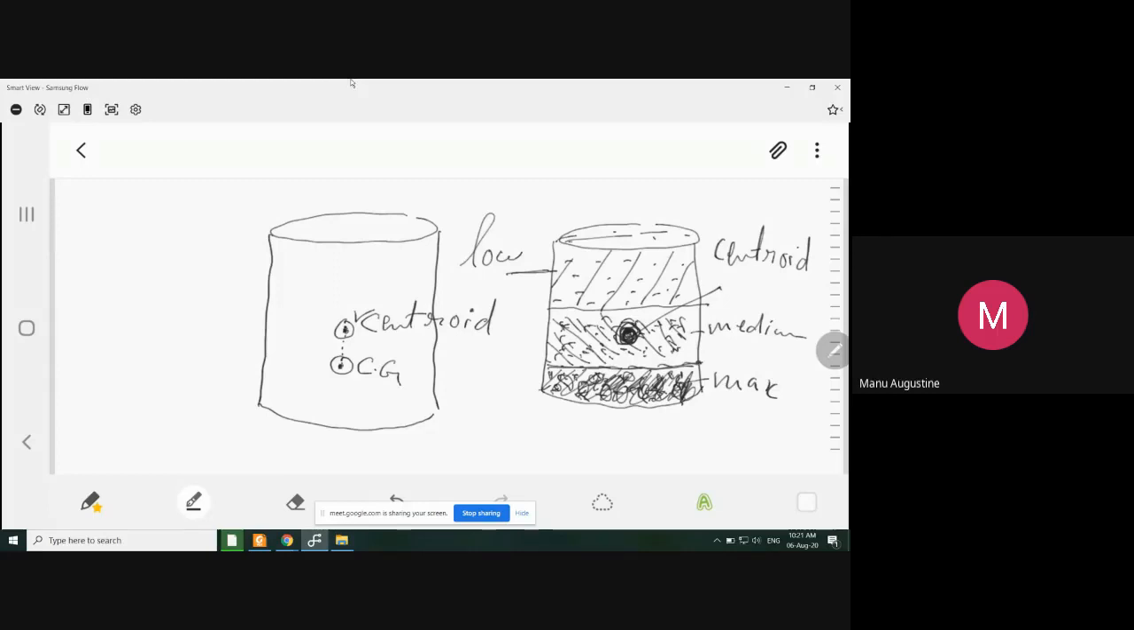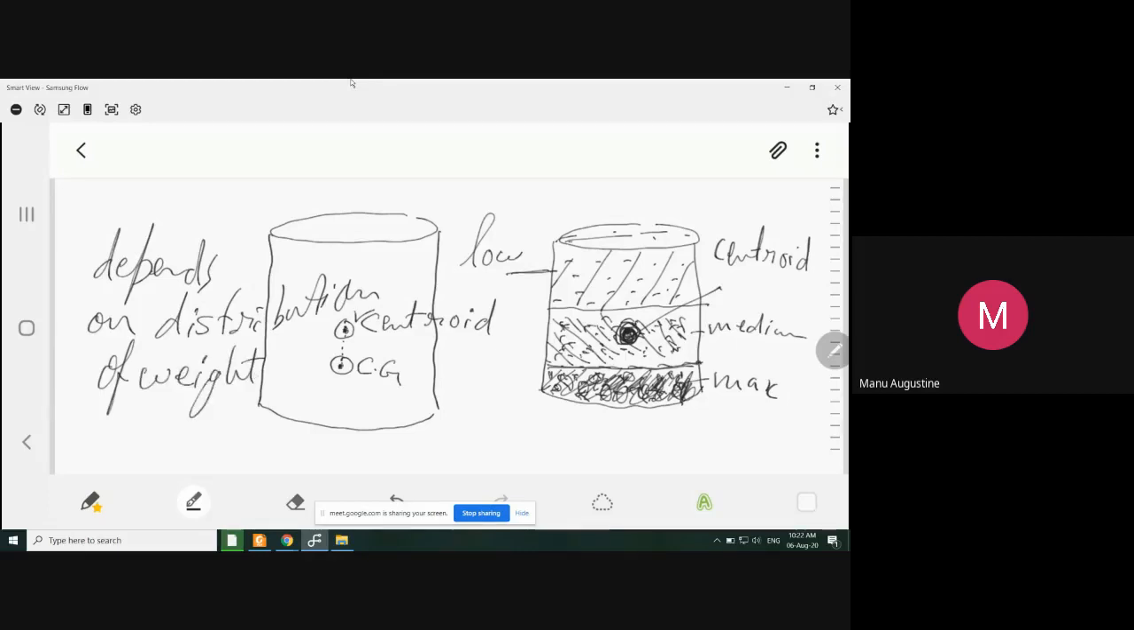Center of gravity, on the other hand, depends on mass distribution, depends on distribution of weight. So if the weight is unevenly distributed within the body, as was shown in this example, then center of gravity will change and it will deviate from the centroid.